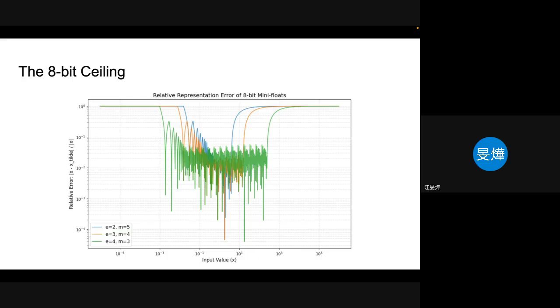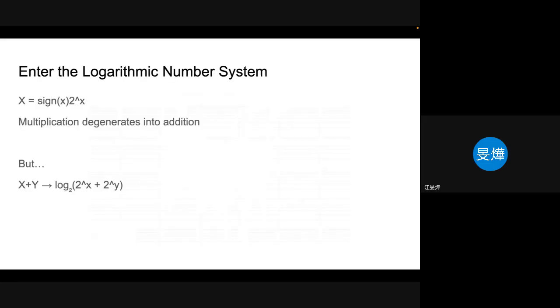So we're looking at the LNS. The core idea of LNS is quite smart because we completely throw away the mantissa. Instead, we use 1 bit to store just the sign of a number, and a 7-bit fixed point representation of its base 2 logarithm, which we call z.